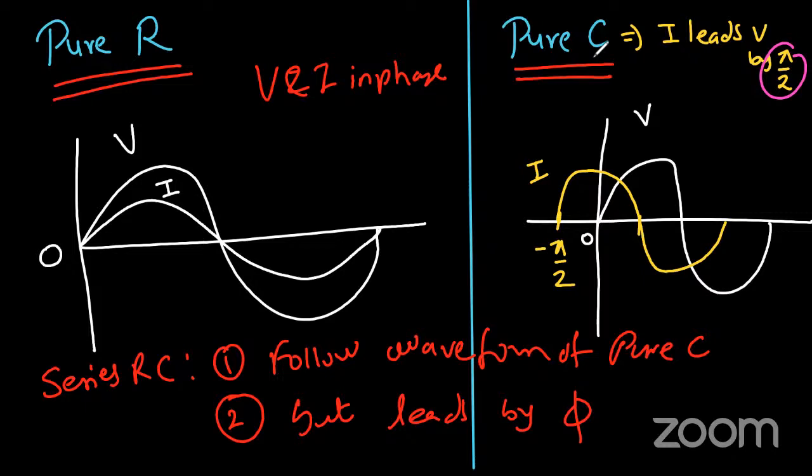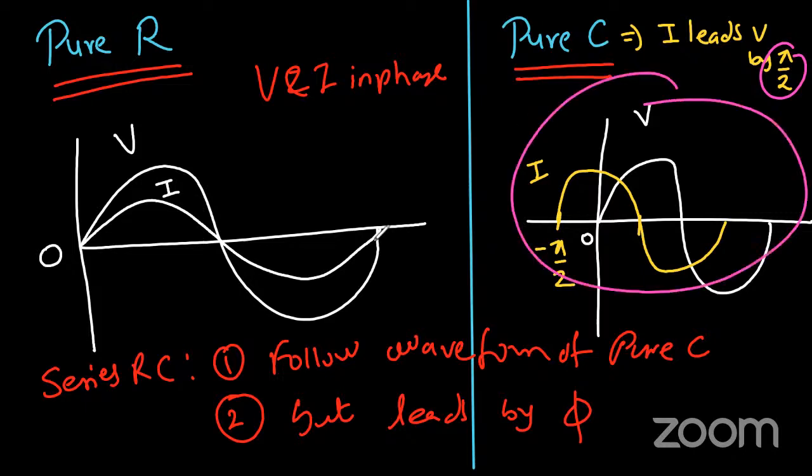And for the series RC, we will follow both the waveform, but the value difference is not defined. We will not follow both of these. We will follow this one only. We follow only pure C. Okay, so draw the waveform. For the series RC, it will follow the capacitor only.